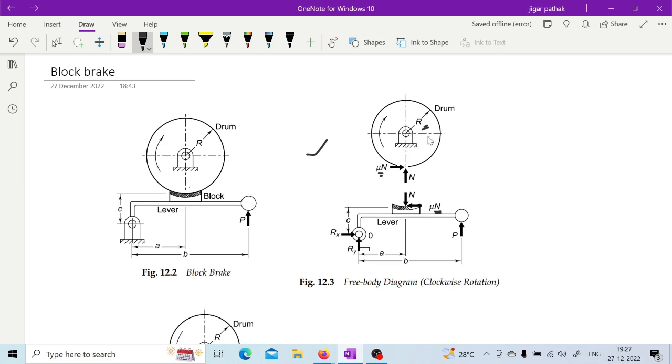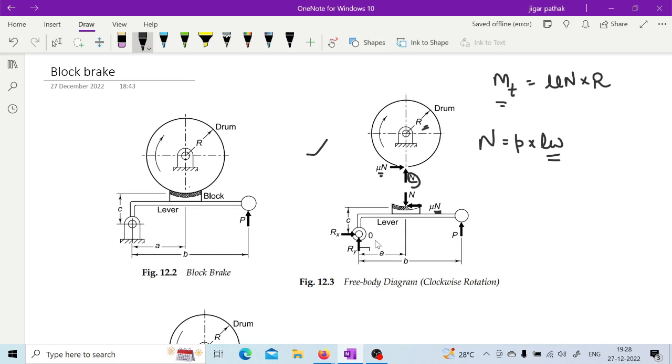So in this case the braking torque is given by this frictional force into the distance, which is the radius of this brake drum. And this normal force is defined by the pressure acting on it into the cross section, which is this length into width. So this length and width of the block is considered here in order to calculate the normal force, and braking torque is given by this frictional force into the radius of the drum.